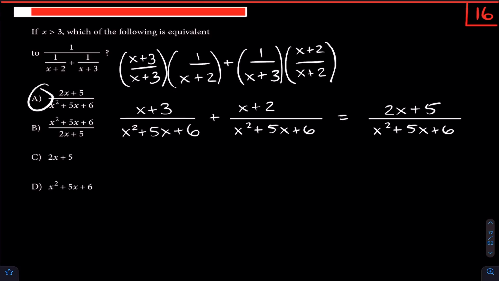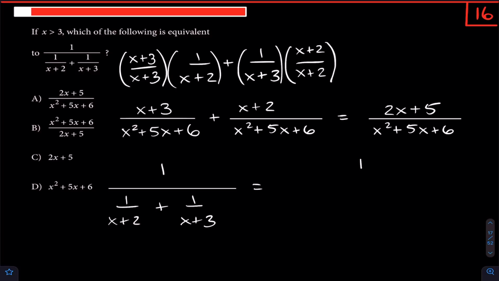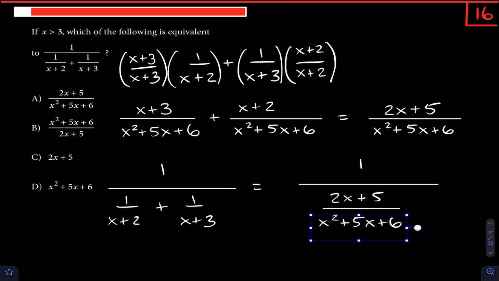And so your answer is choice A, right? Well, no. We have to remember that this entire thing is beneath a 1, right? We were just talking about the denominator part. We have to now worry about this entire thing as a whole. From all the work we've just done, we know that 1 over x plus 2 plus 1 over x plus 3 is the same thing as a 1 all over a 2x plus 5 over x squared plus 5x plus 6. And we know that because we just found that this is equal to this. That's all the work we just did up here.